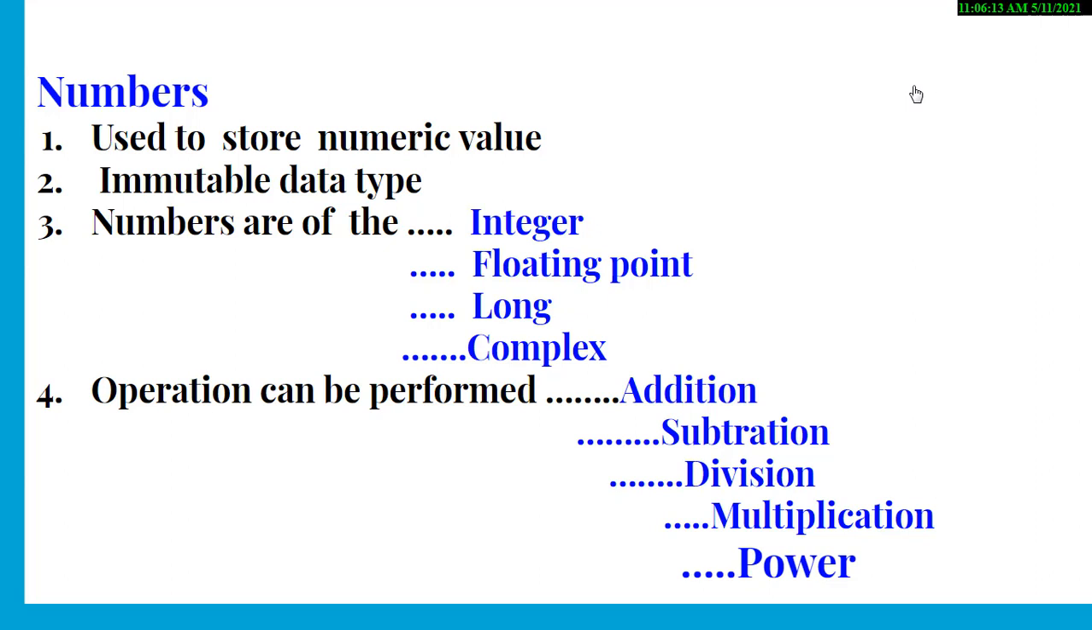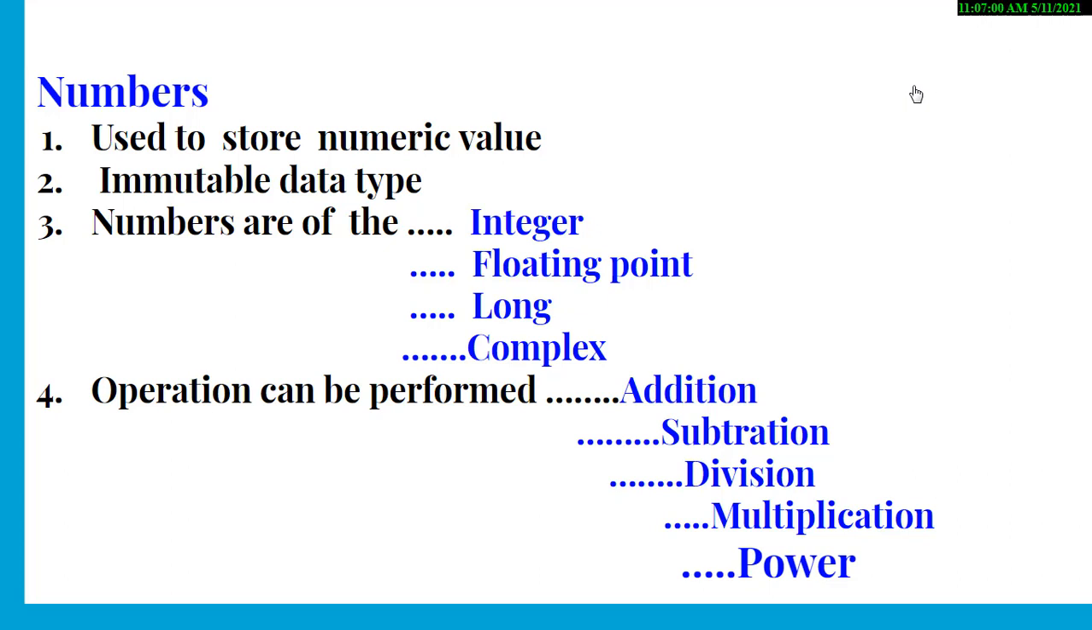The next one is complex. As you already know, complex numbers are numbers having real values and imaginary values. Now, within the numbers we shall see the various operations, which comprise addition, subtraction, division, multiplication and power. The feature of this number system is that it is an immutable data type. You cannot change the data in place; a new value is obtained instead.